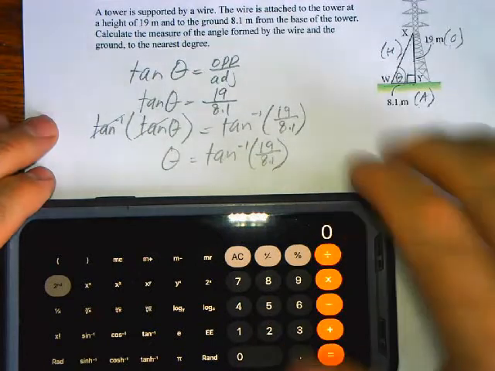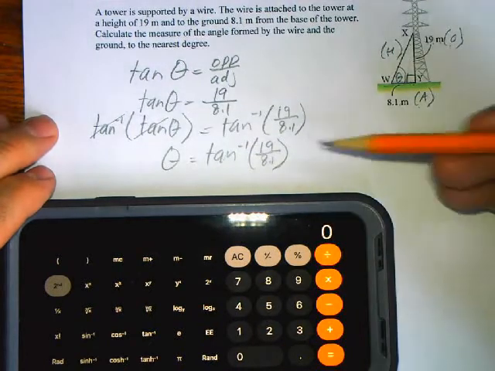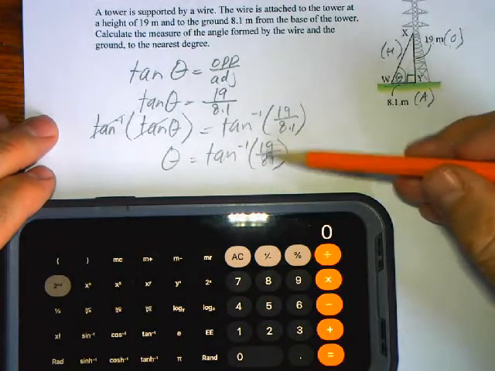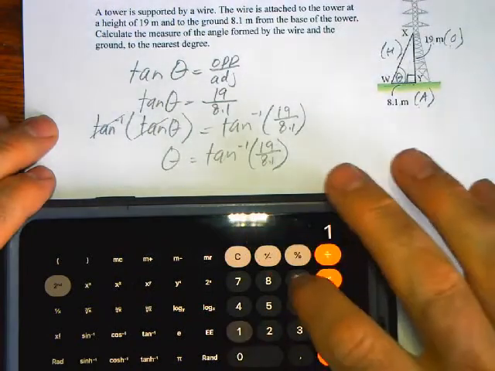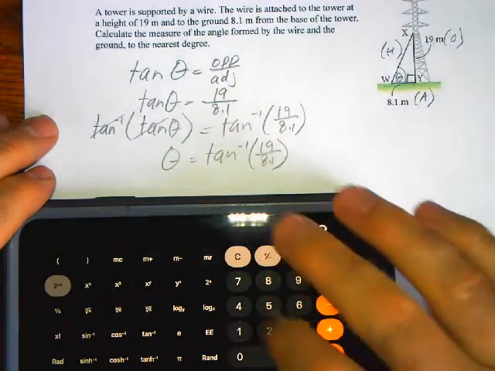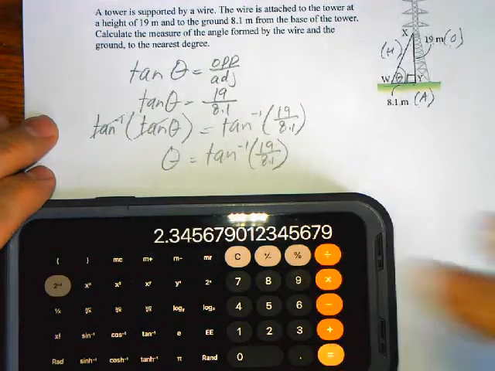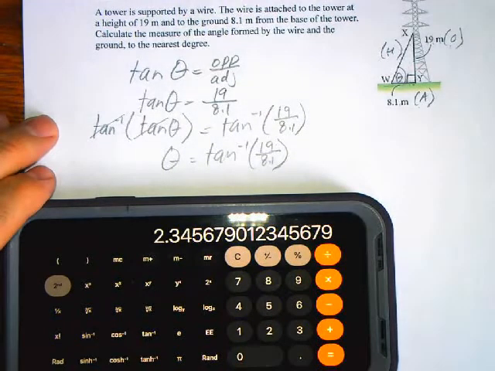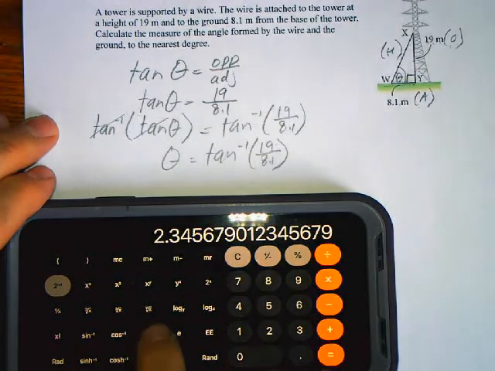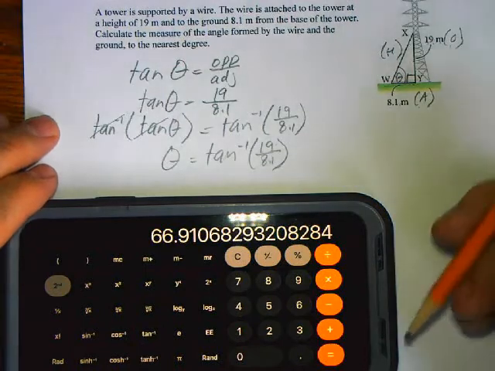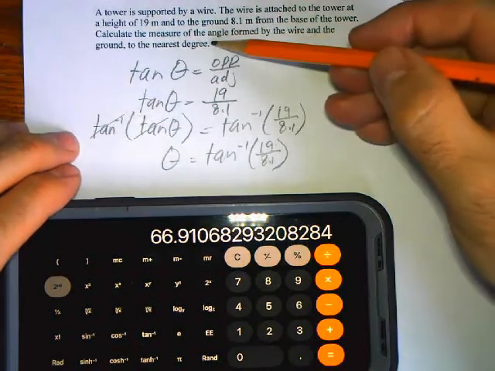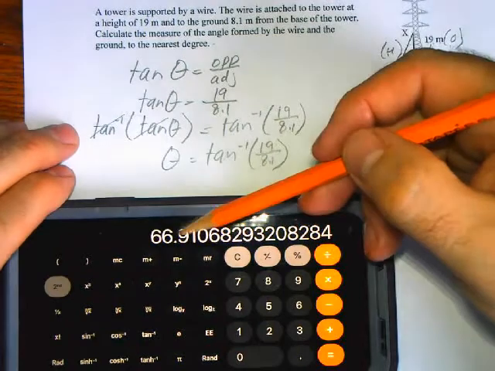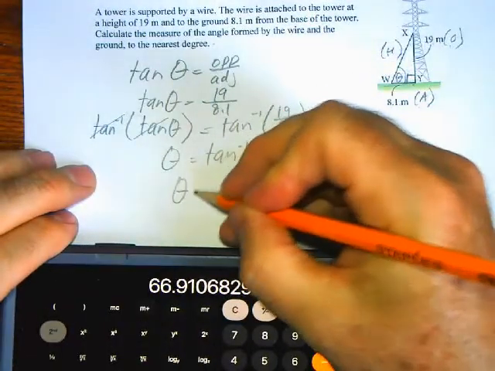So the first thing we're going to do is this 19 divided by 8.1. 19 divided by 8.1. Don't forget to press equals. And now we do the tan inverse. So it's already set to tan inverse. Press it, we get 66.9. It's saying to the nearest degree, so that makes the angle 67 degrees. Okay.